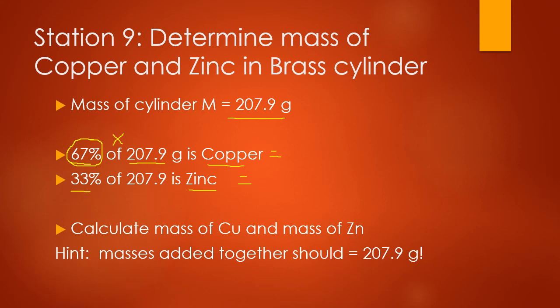When you calculate the mass that is just copper and the amount that is just zinc, keep in mind that the masses added together should equal 207.9 grams. If they do not, something went wrong.